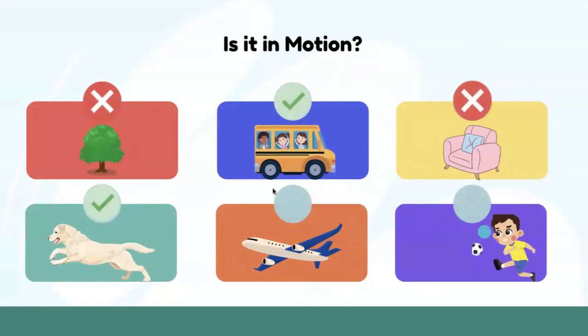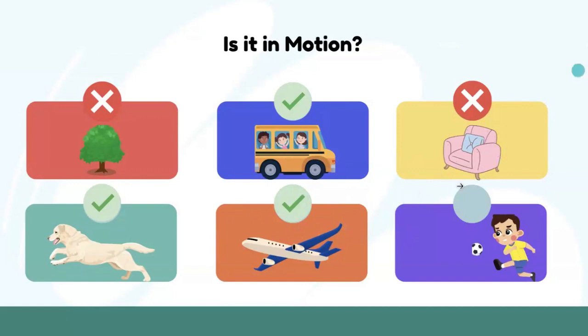What about, let's say, this plane flying in the air? Would that be in motion or not in motion? In motion? I'm sorry, your headphones are just a little bit muddled. You said it's in motion or it's not in motion? In motion? Okay, that is also correct. You guys are on a roll.